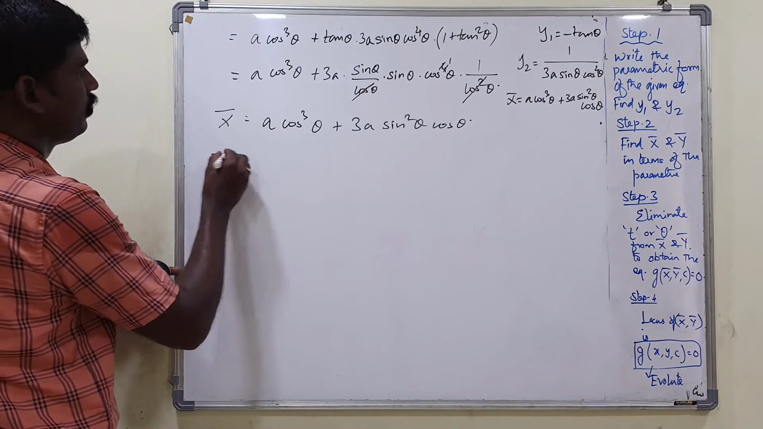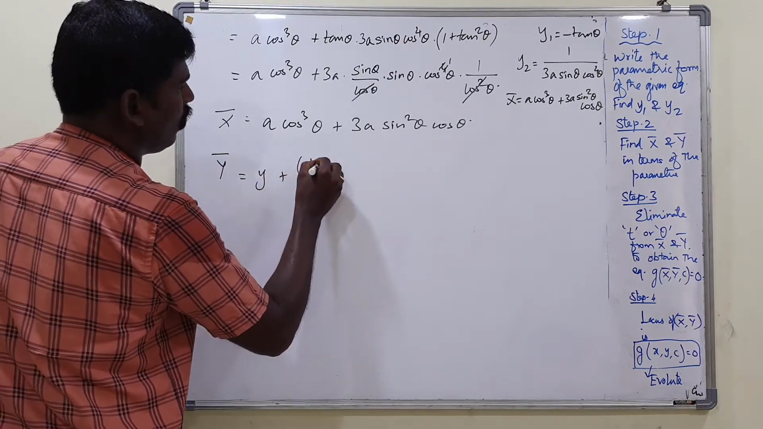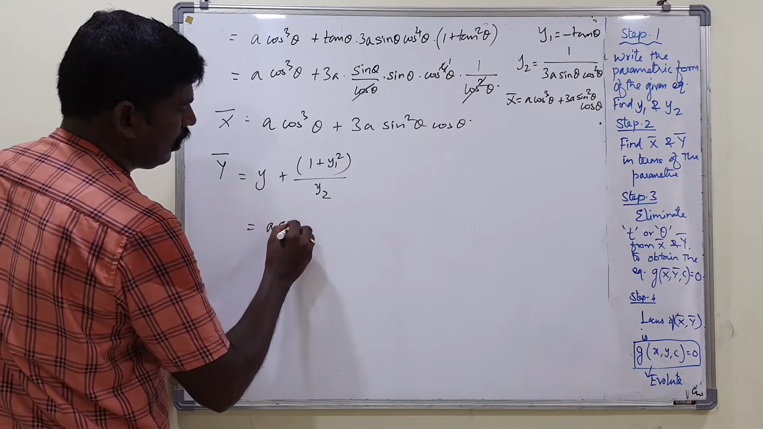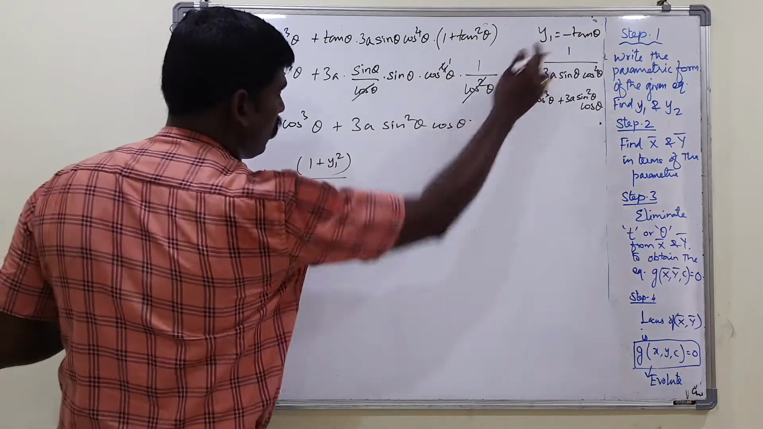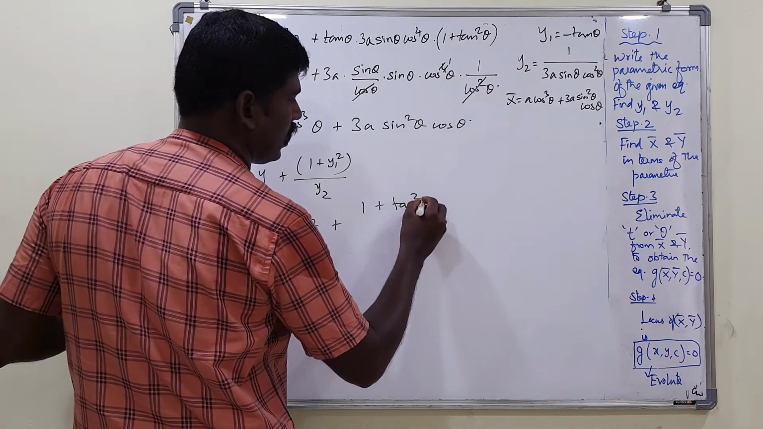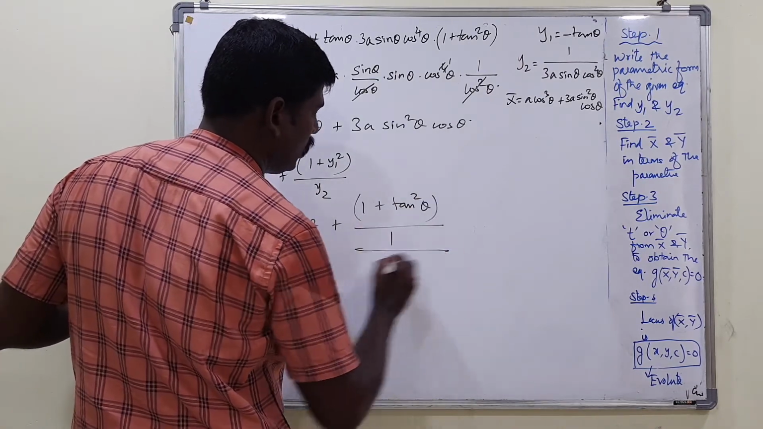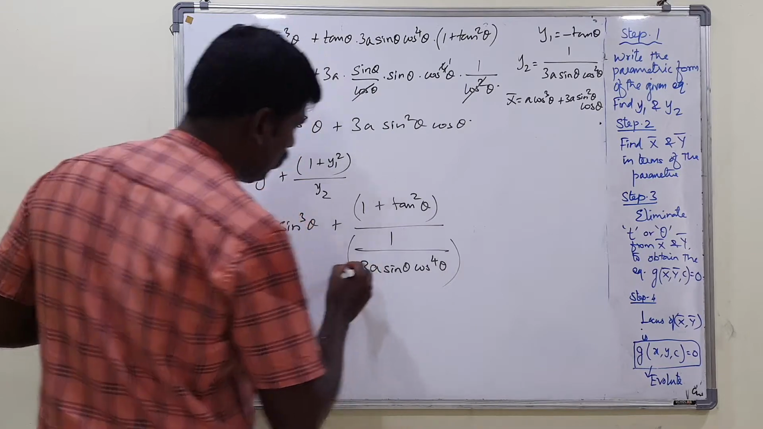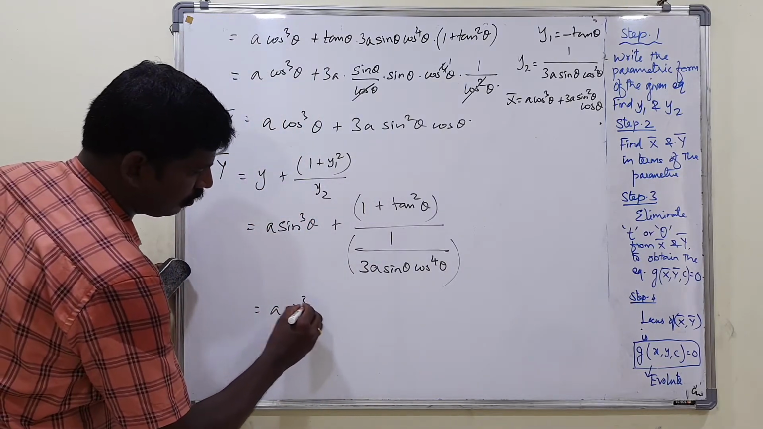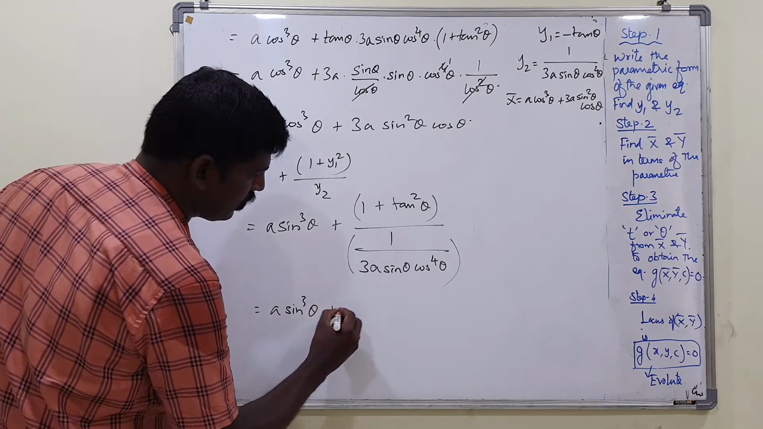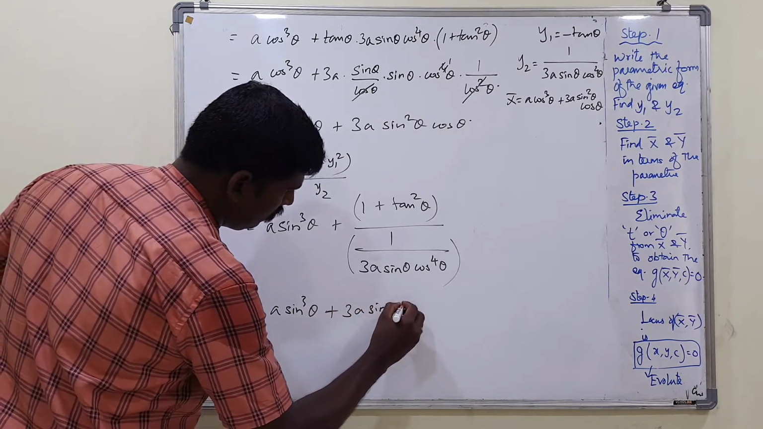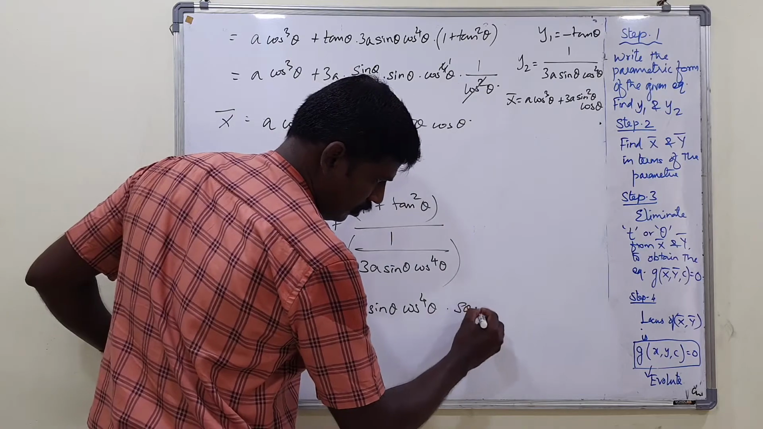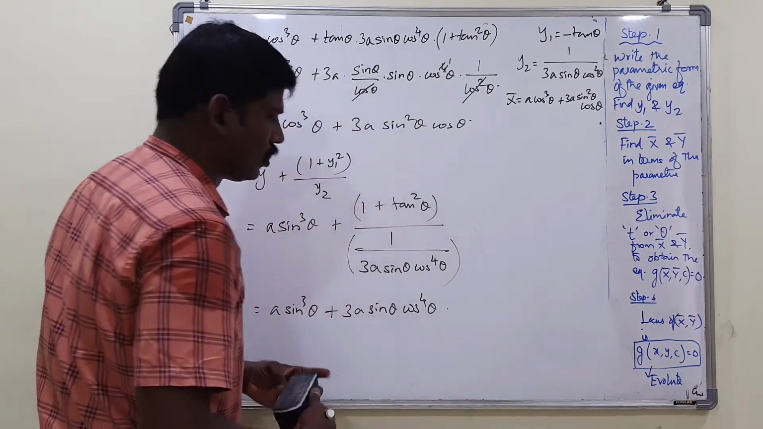Now, what is y bar? Y bar equal to y plus 1 plus y1 square by y2, isn't it? What is y? A sin cube theta plus 1 plus, what is y1? Minus tan theta. Square will be plus tan square theta. So 1 plus tan square theta by what is y2? 1/3a sin theta into cos⁴θ. Right? So a sin cube theta, this goes to the numerator, isn't it? Plus 3a sin theta into cos⁴θ, reciprocal multiplication into what is 1 plus tan square theta? Secant square theta. What is secant square theta? 1/cos²θ, isn't it?